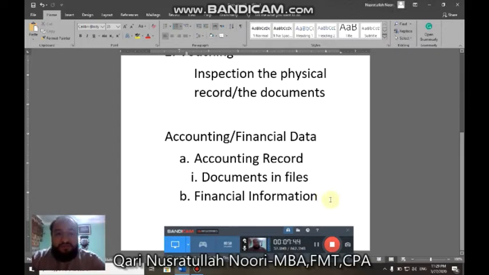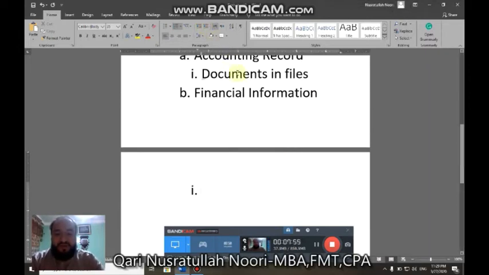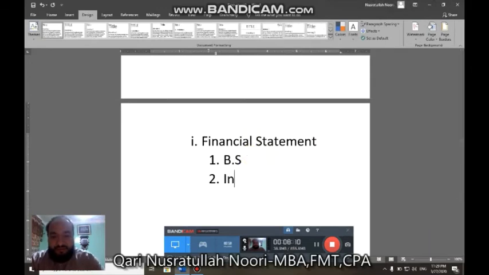The second type of accounting or financial data is financial information. Financial information or financial statements, right? And you know what financial statements are? Balance sheet, income statement, equity statement, and cash flow statement. These four are basic financial statements. These financial statements contain information, and that information is called financial information. Based on that information, businesses take decisions, right?